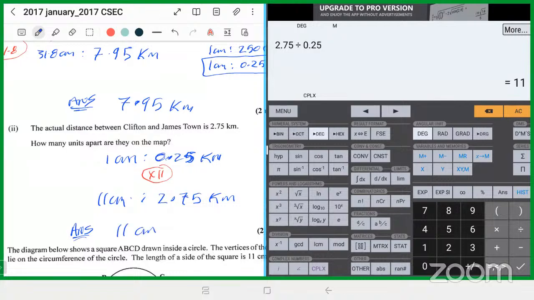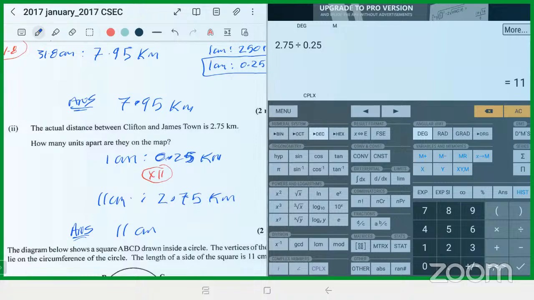Simple as that. Do it like a ratio question. And ratio questions can be done simply by multiplying and dividing by values to get what you want. Simple as that.